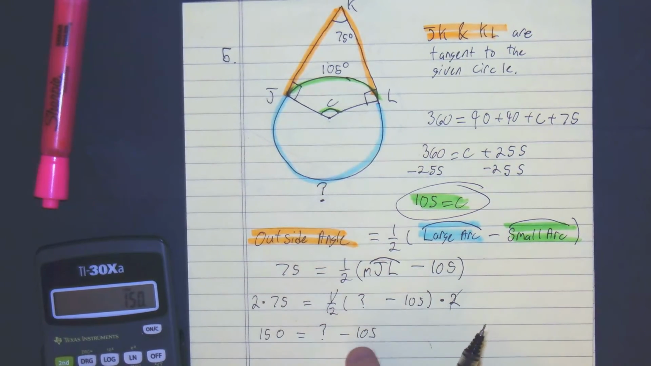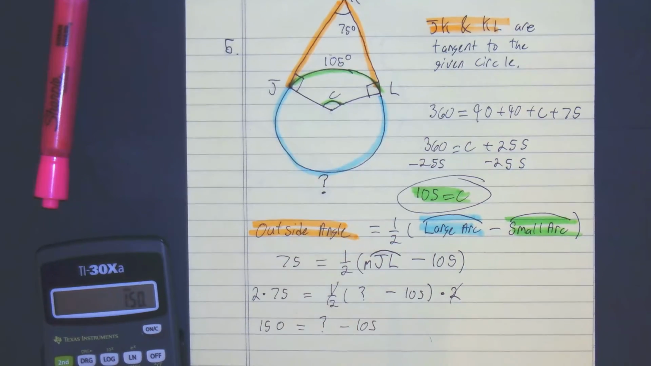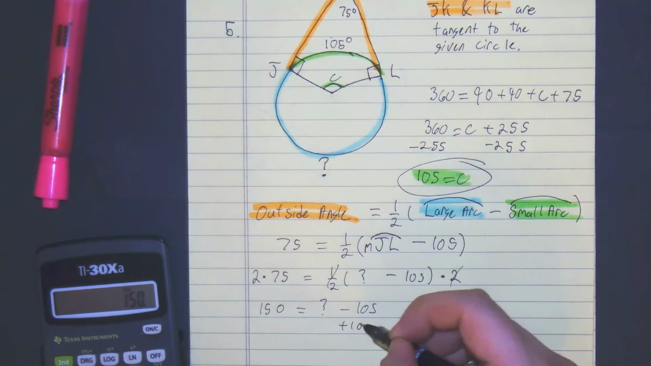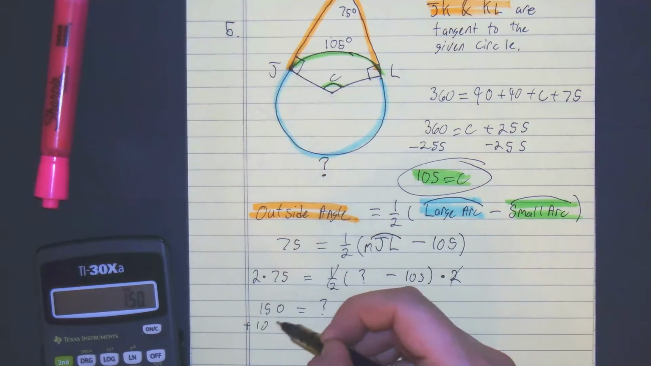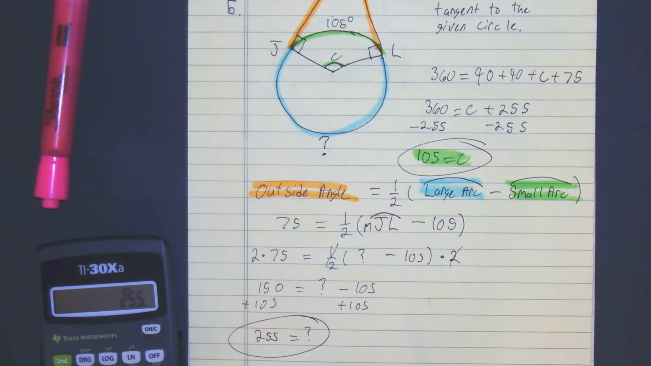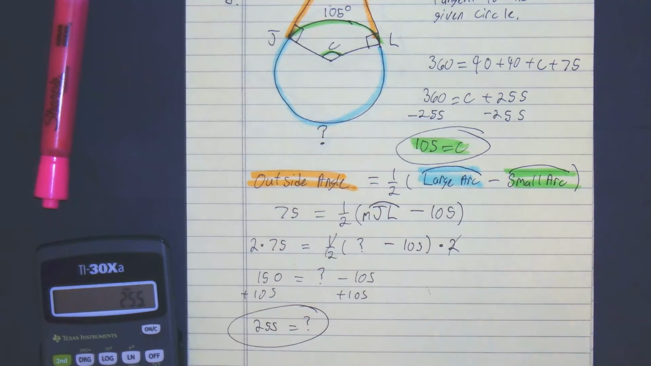Then here, the inverse of subtraction is addition, so we're going to add both sides by 105. You get 255 equals question mark. So you could do it this way for this problem.